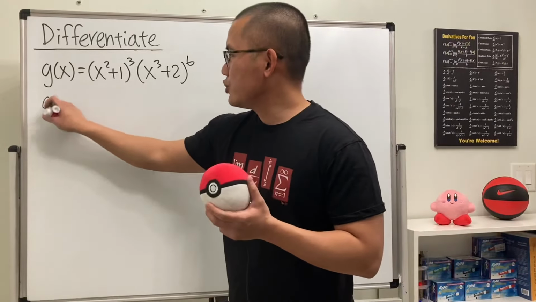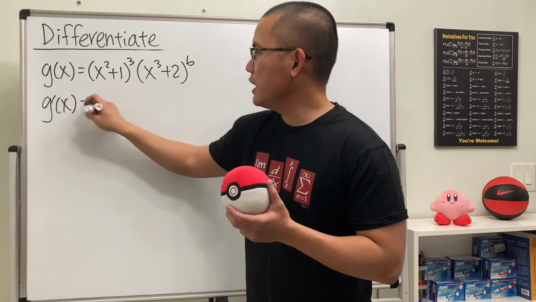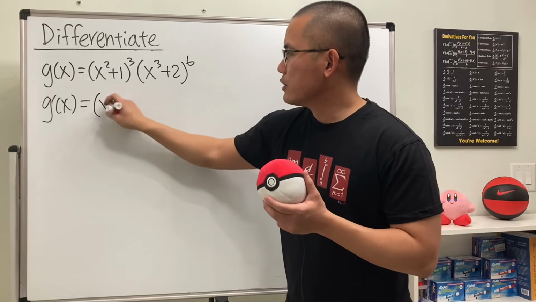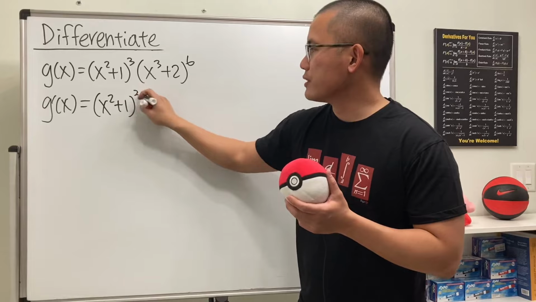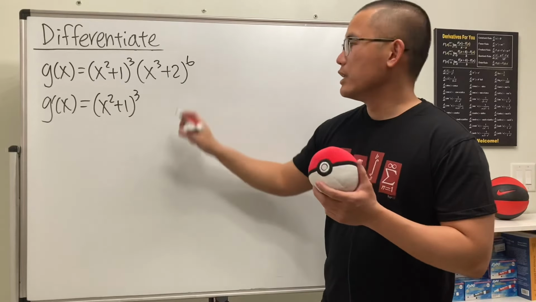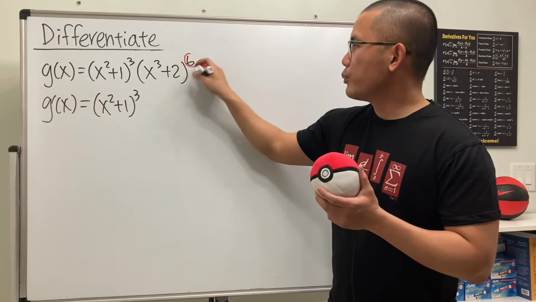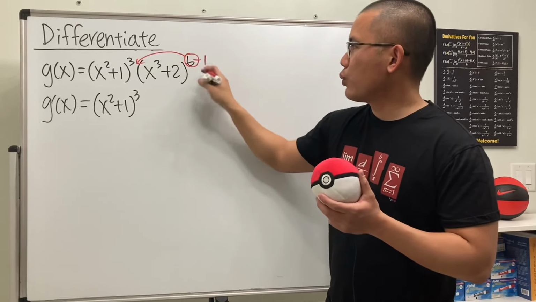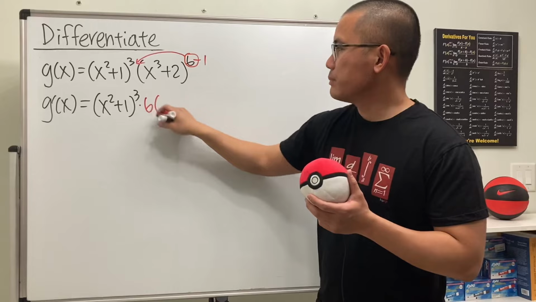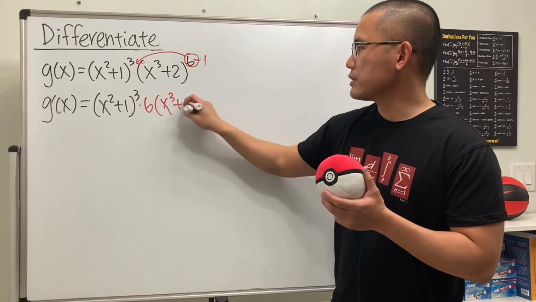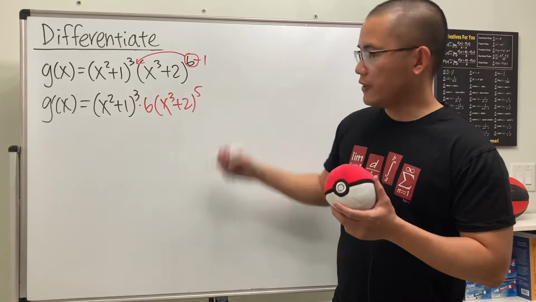I'm going to write down g prime of x for the derivative. Product rule in action, we are going to keep the first function, so x squared plus 1 to the third power. And then next, we look at this right here and differentiate it, right? Okay, so bring the power to the front and then minus 1, so we will get 6 parentheses, and the input stays the same, so x to the third power plus 2, and then raised to the fifth power.